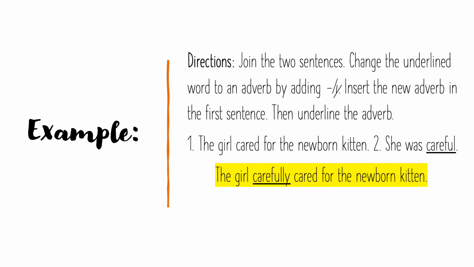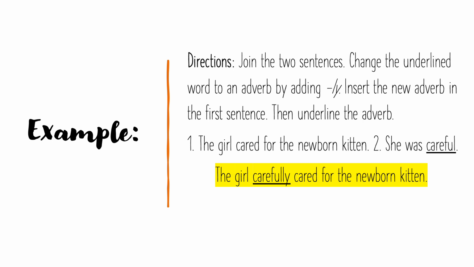Here we have another example. However, it looks a little different compared to the ones we just did. Directions. Join the two sentences. Change the underlined word to an adverb by adding ly at the end. Insert the new adverb in the first sentence. Then underline the adverb. Okay, let's look at sentence 1. The girl cared for the newborn kitten. Second sentence, she was careful.